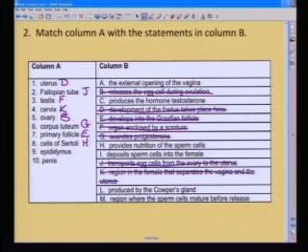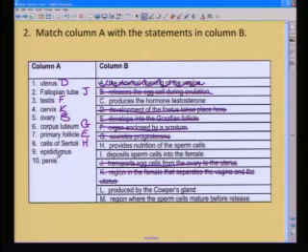Then the epididymis. Now, it's not the external opening to the vagina because it's got nothing to do with a female. So this one here we can take out because we are left with two options, epididymis and penis, and they are both male structures.